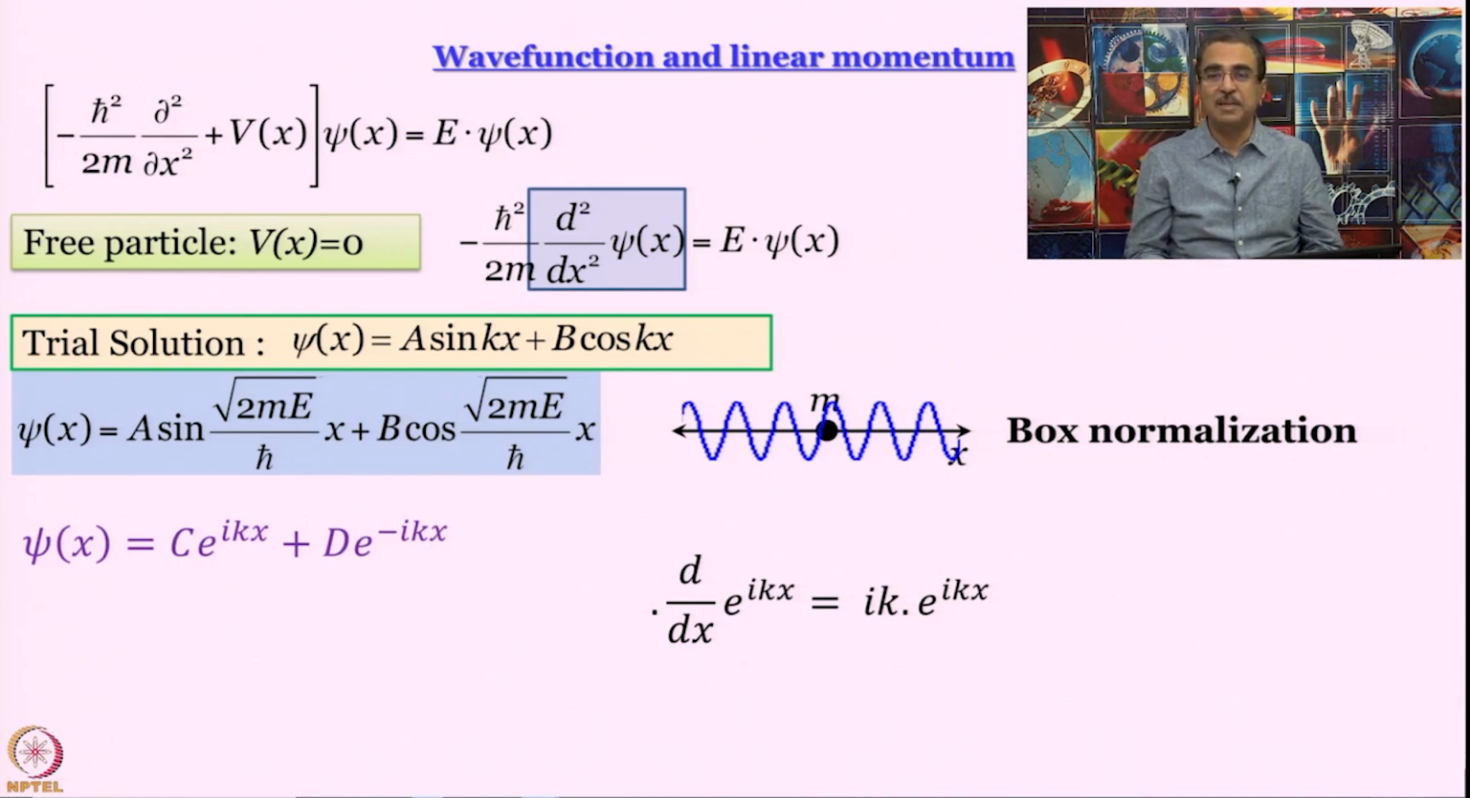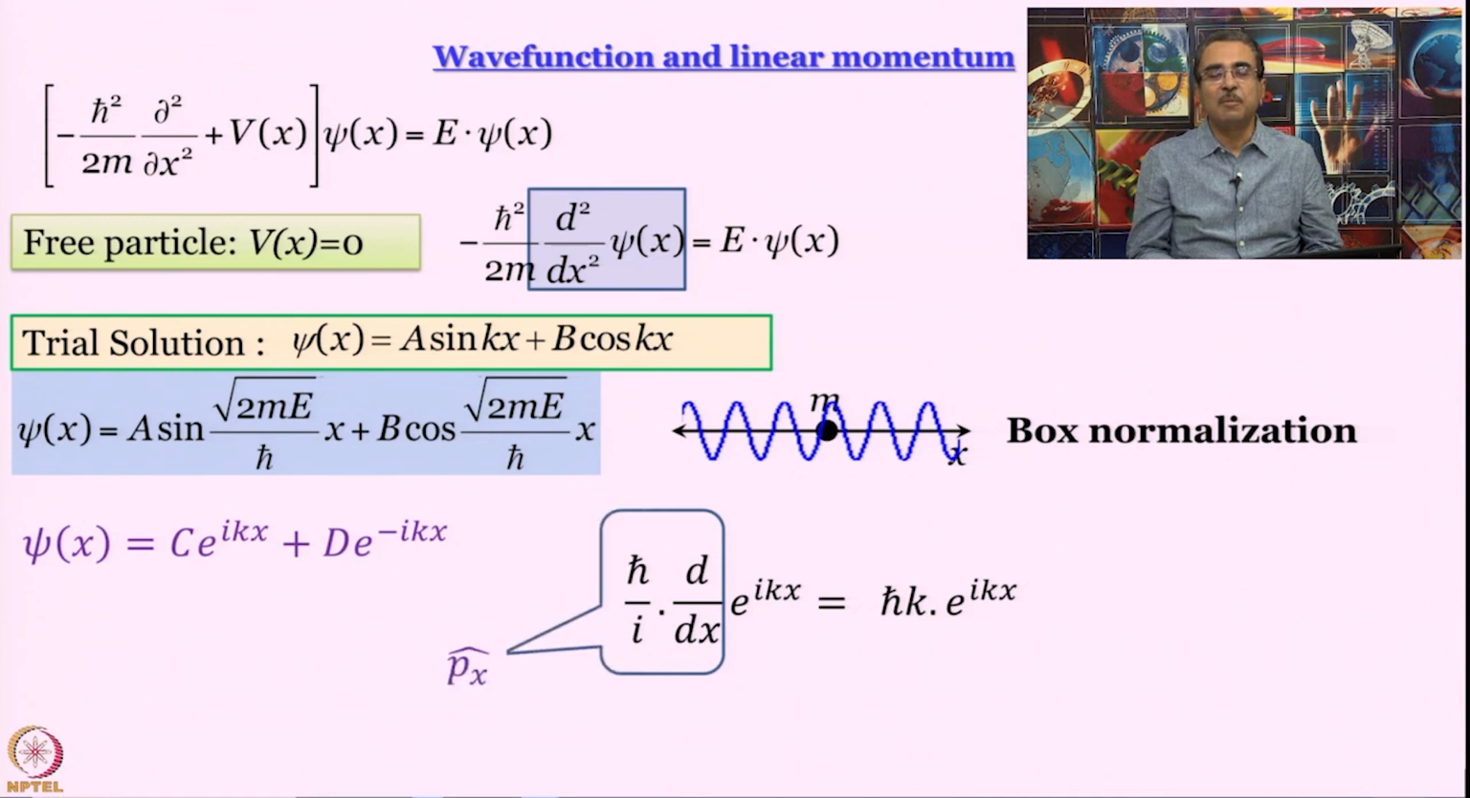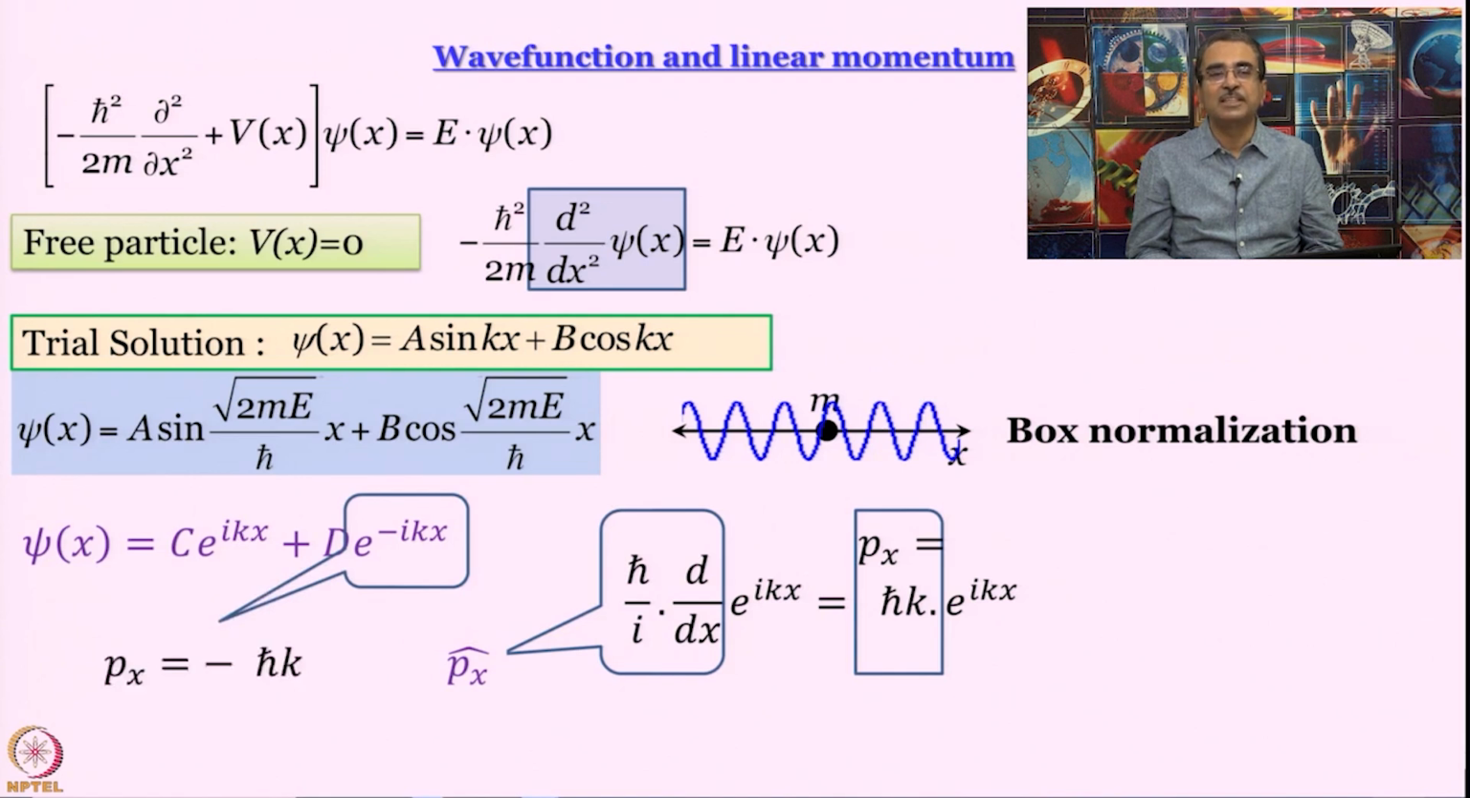But it is not really a problem, because the linear momentum operator is actually h cross by i multiplied by d dx. So you multiply the previous result, ik e to the power ikx, by h cross by i, and you end up getting h cross k. What is h cross k? H cross k is the value of the linear momentum that you get if the linear momentum operates on the first term in the wave function. What would you get if the linear momentum operates on the second term of the wave function? You are going to get minus h cross k.